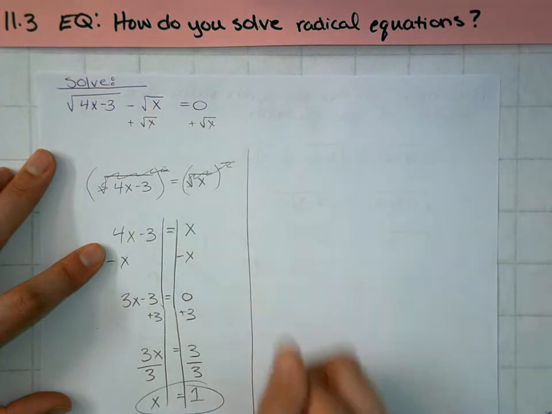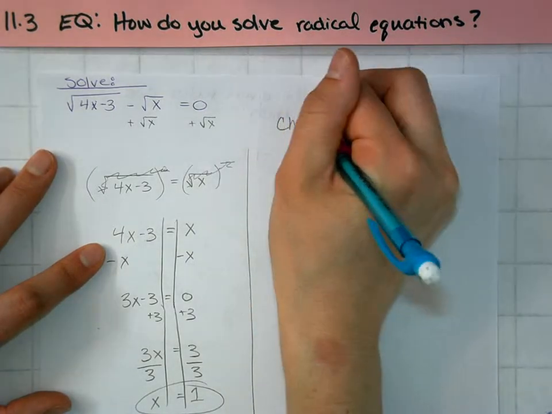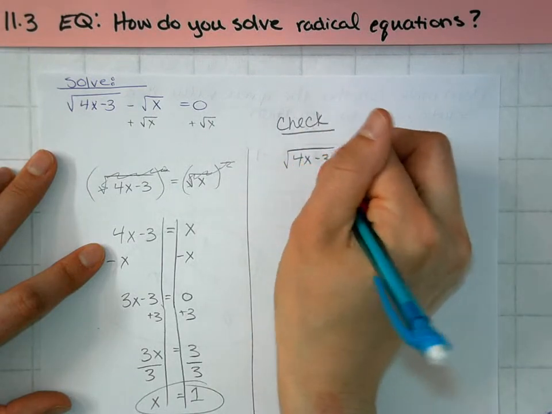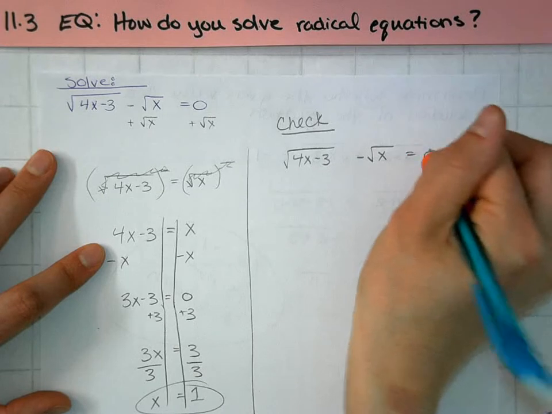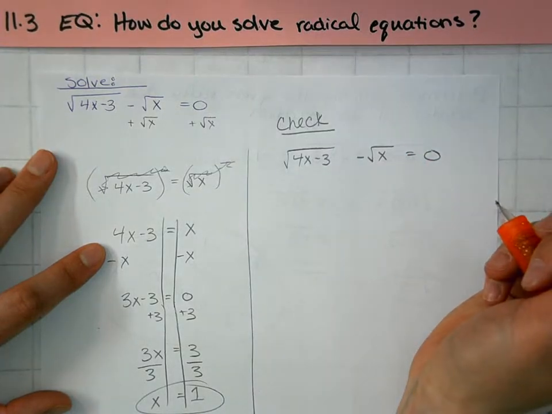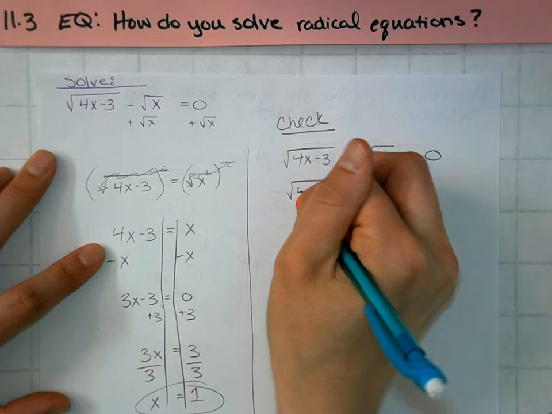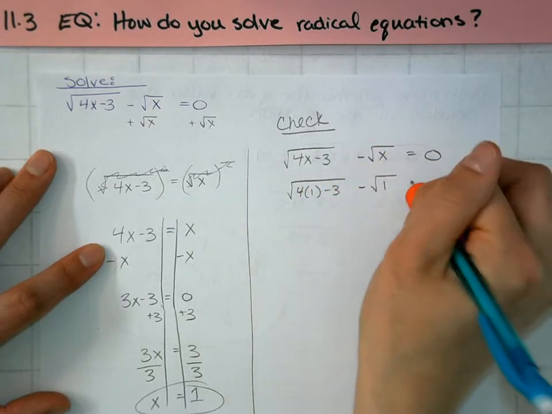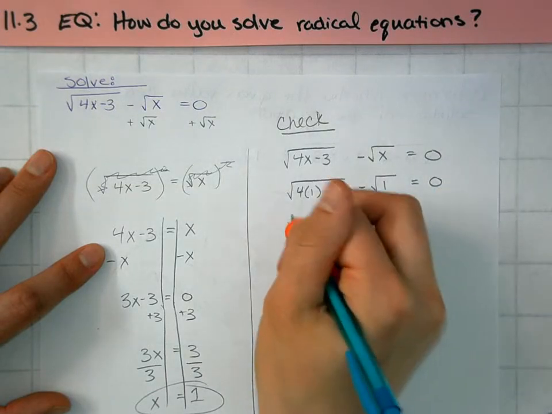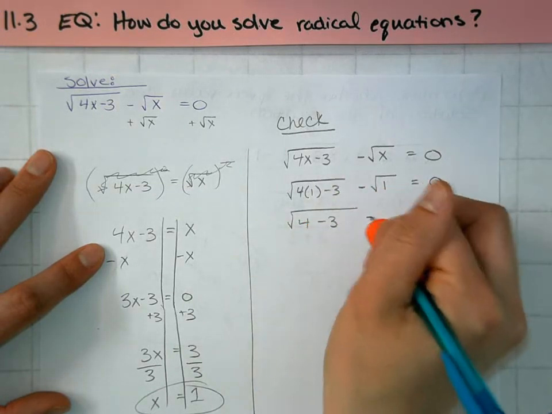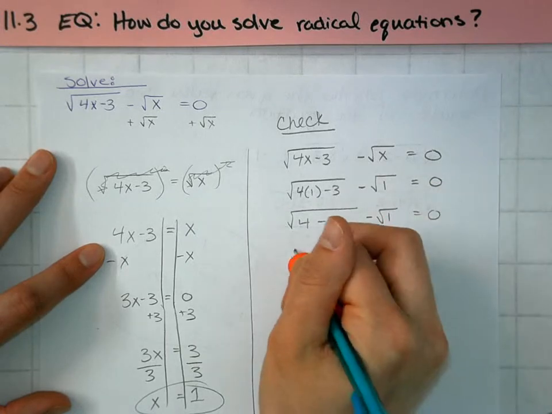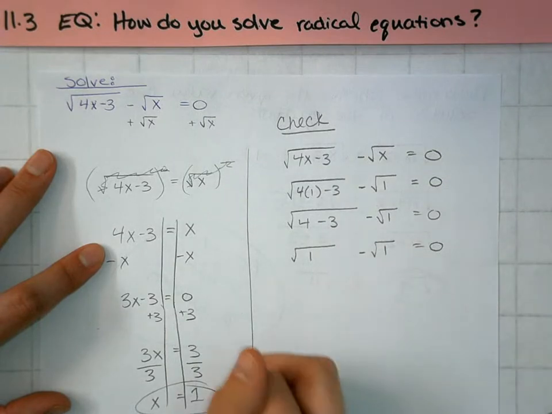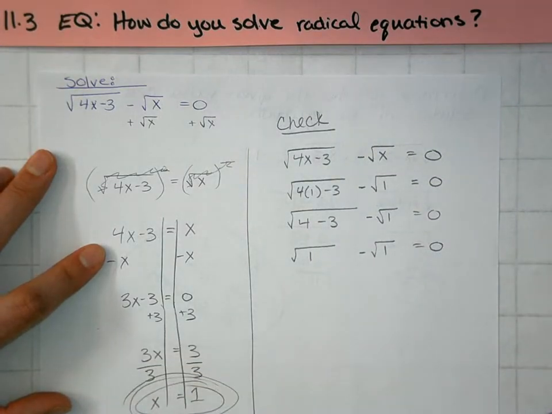And then check your answer into the original equation. There's my original equation. I'm going to plug 1 in for x. Use order of operations. And that is true. It checks out. So 1 is the solution.